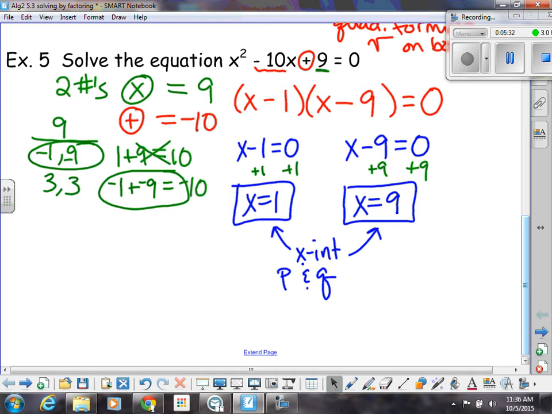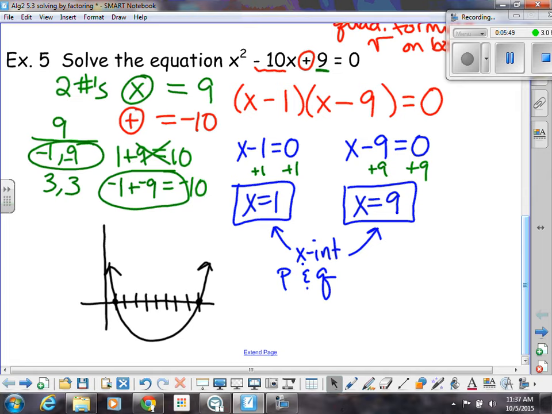So we know that the parabola would cross at 1 and then cross at 9. So 1, 2, 3, 4, 5, 6, 7, 8, 9. So here and here, I know the parabola is crossing there.